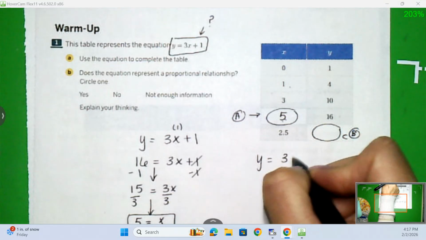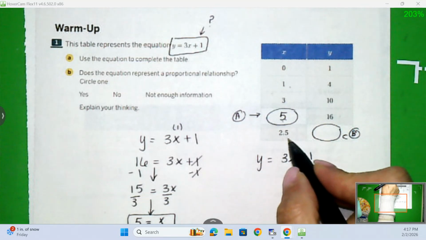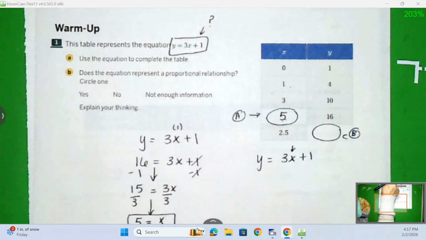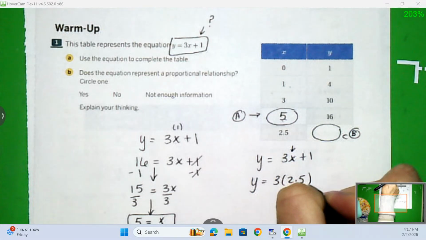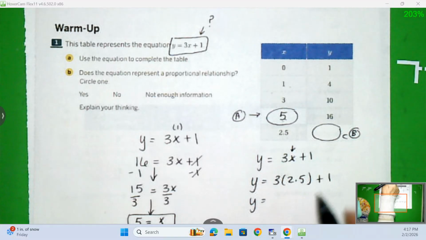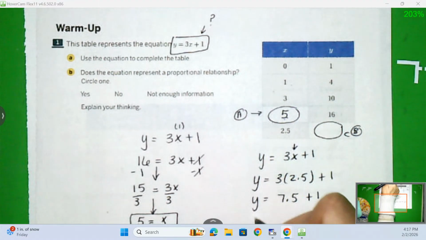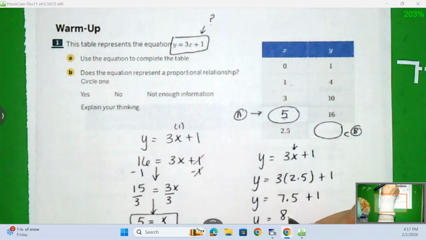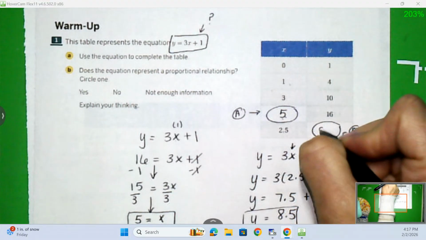Okay, for the second one, same thing. We copy the equation, y equals 3x plus 1, and now we replace the x with 2.5. So y equals 3 times 2.5 plus 1. We multiply here: 3 times 2.5 is 7.5, plus 1, so y equals 8.5. So we come back up here and we put in our 8.5.